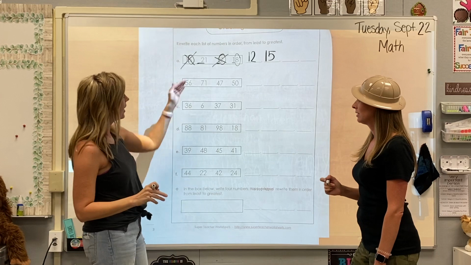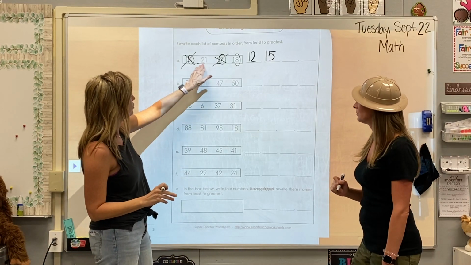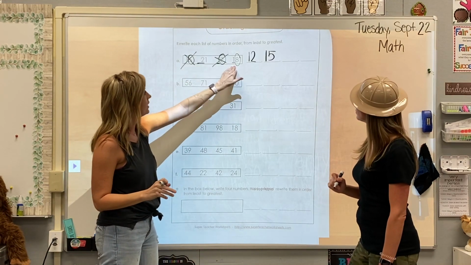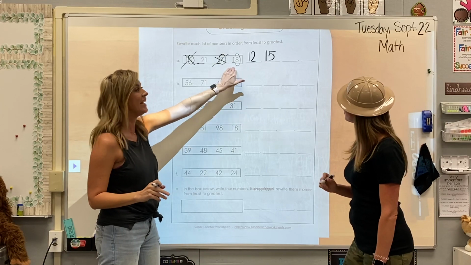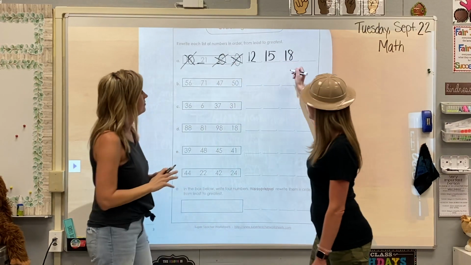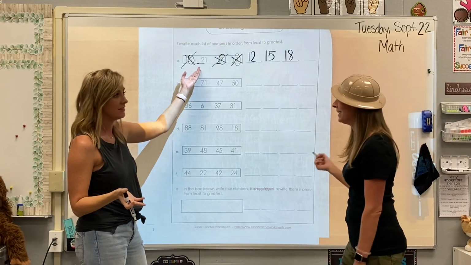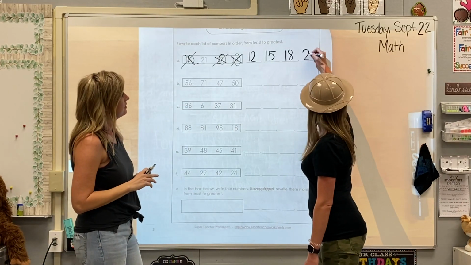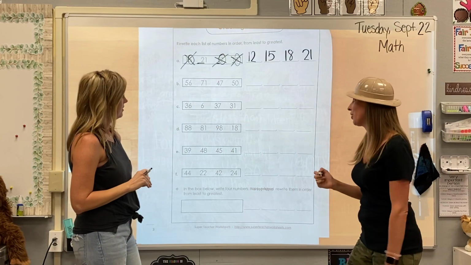Okay. So again, I'm comparing the tens column. I have a 2 in the tens column here and a 1 here. 1 is smaller. That means 18 is next. Yep. So it goes 12, 15, 18. And I only have 1 left. Yeah. So it's got to be the biggest. It has to be 21 for your final number in the row. Sweet.